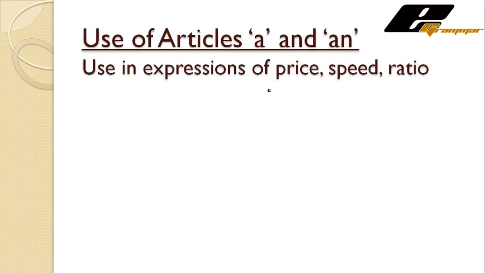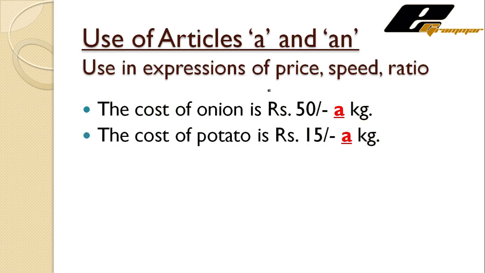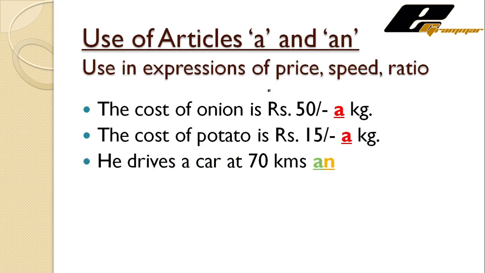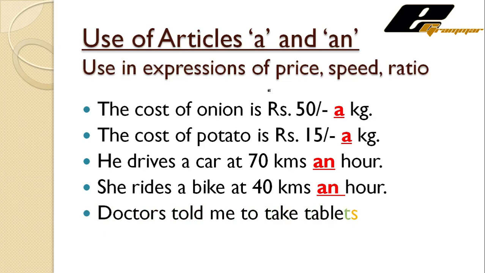Use in expressions of price, speed and ratio. At this time also we use article a and an. Okay, see some examples for this. The cost of onion is rupees 50 a kg. The cost of potato is rupees 15 a kg. He drives a car at 70 kilometers an hour. She rides a bike at 40 kilometers an hour. Doctors told me to take tablets 2-3 times a day.